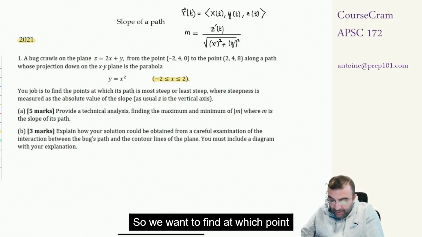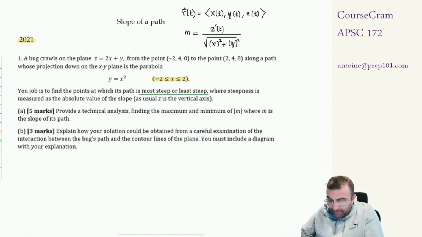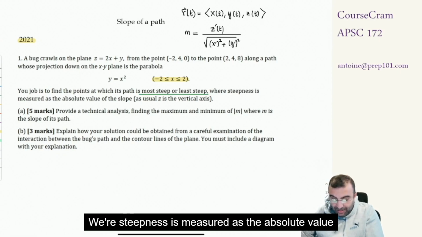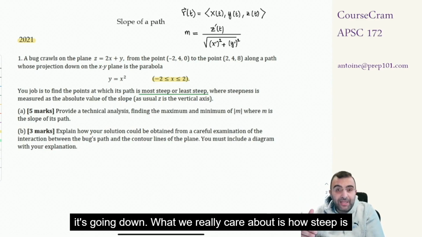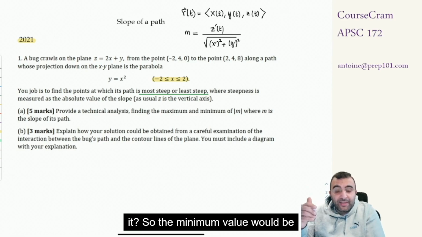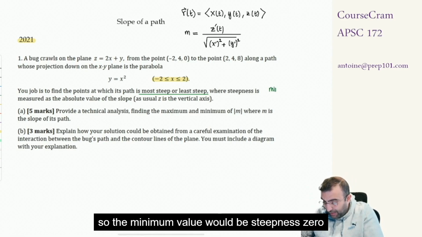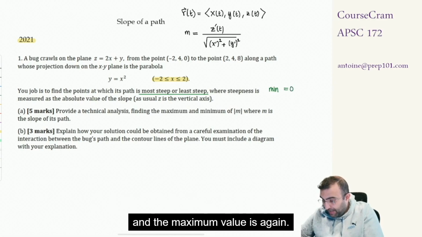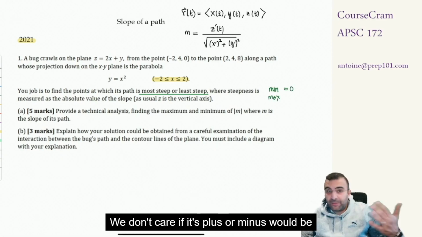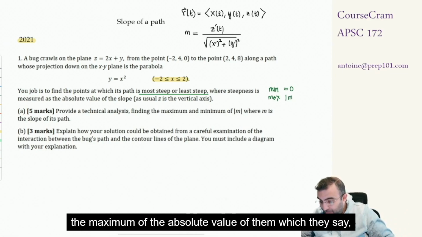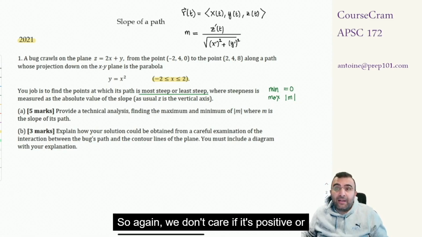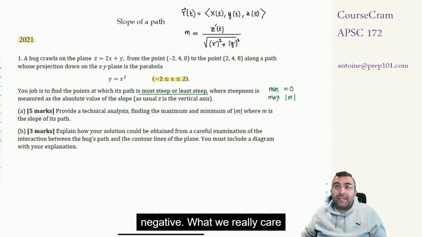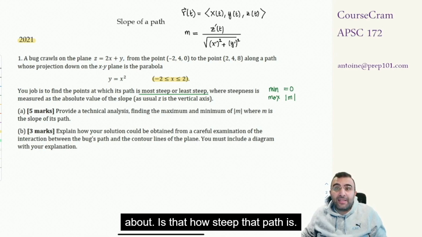So we want to find at which point the path is most steep or least steep, where steepness is measured as the absolute value of the slope. So we don't care if it's going up or if it's going down. What we really care about is how steep it is. So the minimum value would be steepness 0, and the maximum value, again we don't care if it's plus or minus, would be the maximum of the absolute value of m, which they say right here. What we really care about is how steep that path is.